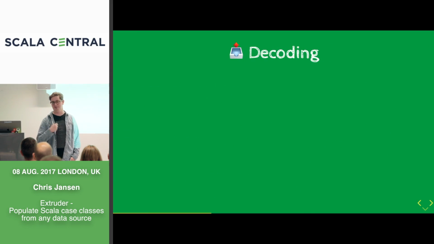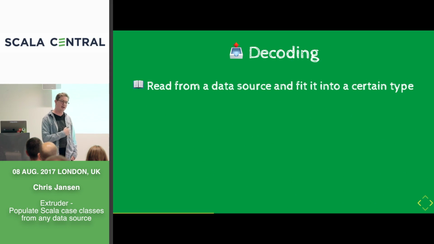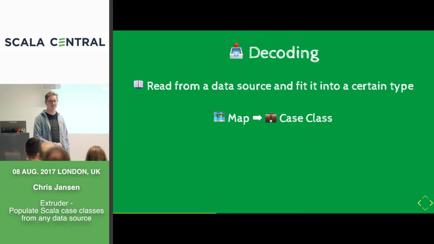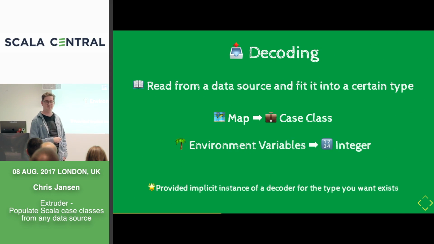Decoding. So into a bit of the meat of it now. What do we mean by decoding in this instance? I mean reading from a data source and then fitting that into a certain type. Well, maybe fitting it into a certain type depending on whether it passes. So you could go from a map to a Scala case class. You could go from environment variables to, say, an integer. It just depends on whether there's an implicit instance of a decoder for the type that you want in scope.